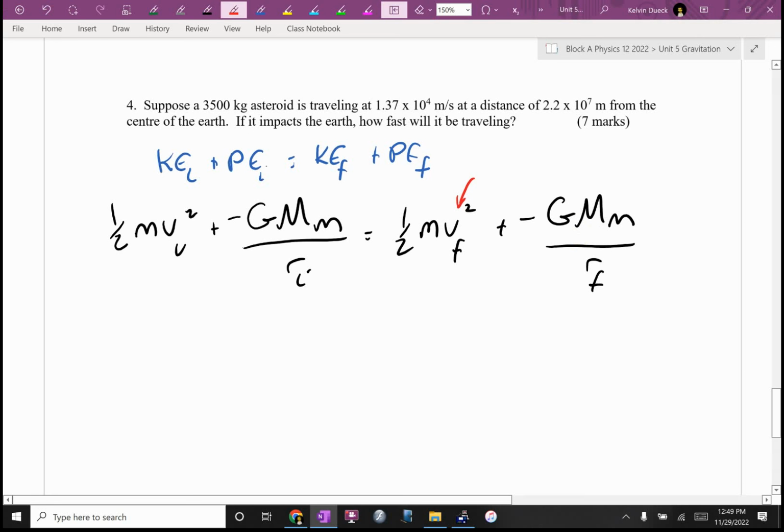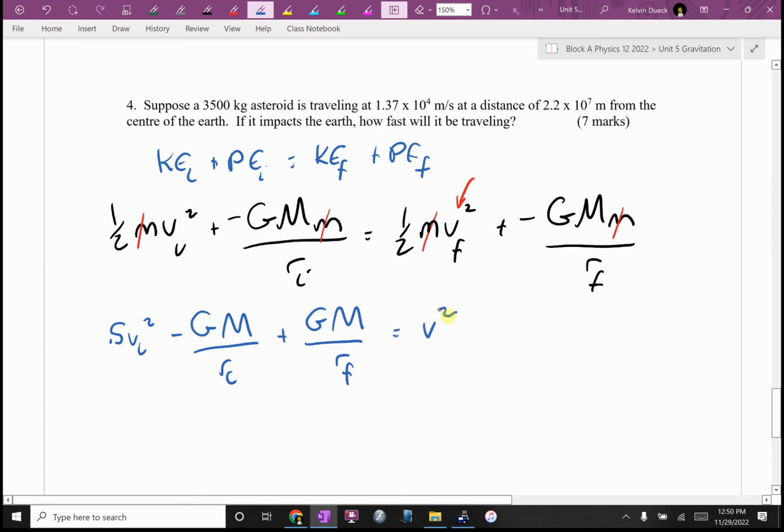Oh. Do the little m's cancel? I will. You don't have to, but I will. So I'm going to get 0.5 V initial squared minus big G, big M over R initial plus big G, big M over R final. That equals V final squared over 2, or 0.5 V final squared. I don't care which one you want to do.